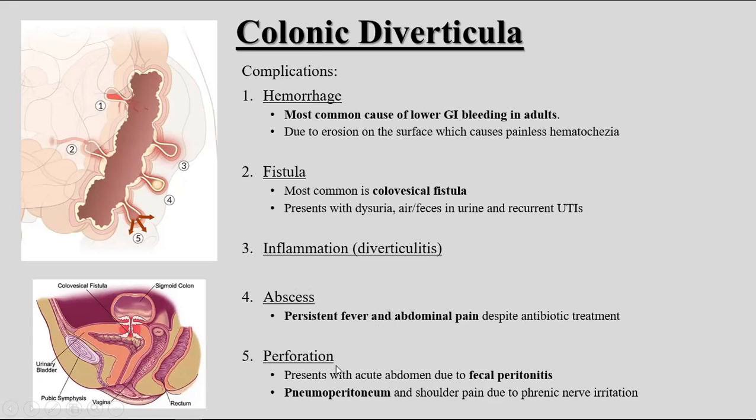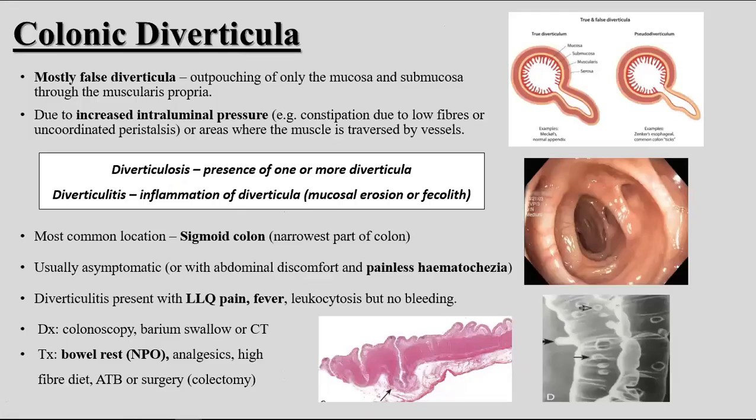And lastly, perforation. So perforation, like we've already talked about before, is going to go through the entire wall. So it's going to cause peritonitis, fecal peritonitis in this case, which is again going to present with pneumoperitoneum, or air above the liver and the diaphragm, and shoulder pain because of the associated phrenic nerve irritation. Okay, so these are the main complications that you need to remember. In this picture, you can see this is an endoscopic image, so you can see these holes, which are the entrance to the diverticulum, and this would be the radiographical image.